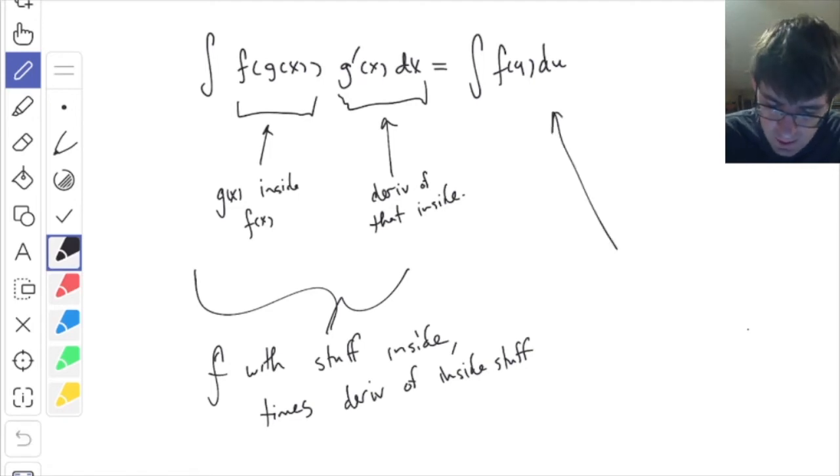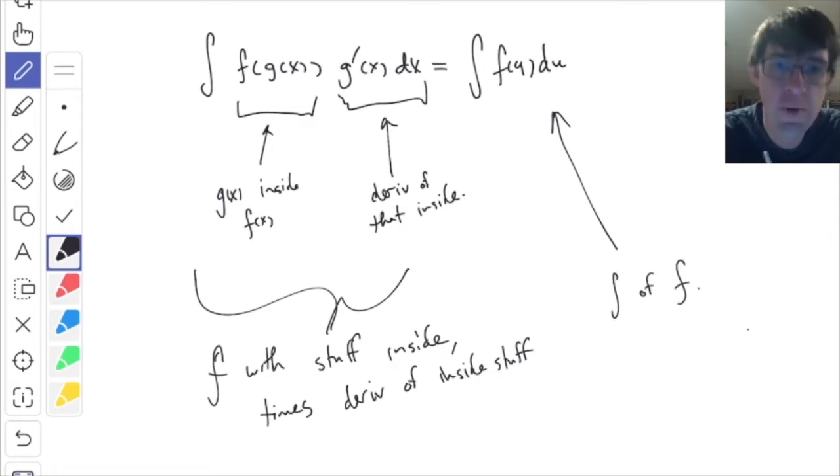And what is the right-hand side? The right-hand side is just the integral of f, which is simpler. You don't have to think about the inside anymore. On the right-hand side, you don't see that function g of x anymore. It's just turned into some new variable u. So the slogan is, if you can see f has some stuff on the inside, and then it is multiplied by the derivative of that same stuff from the inside, then you can turn it into just the integral of f, which is in general a lot simpler. That's the idea, to make the integral simpler.